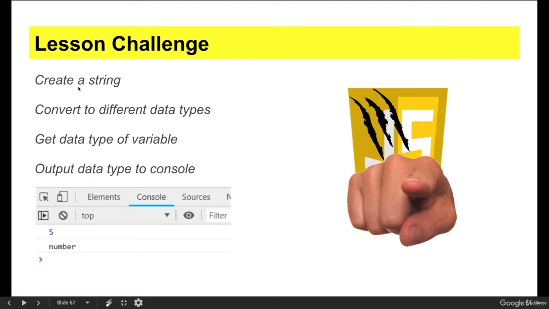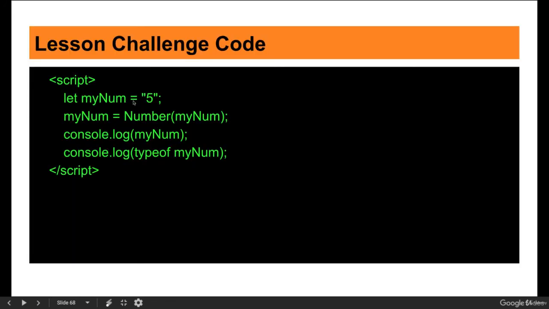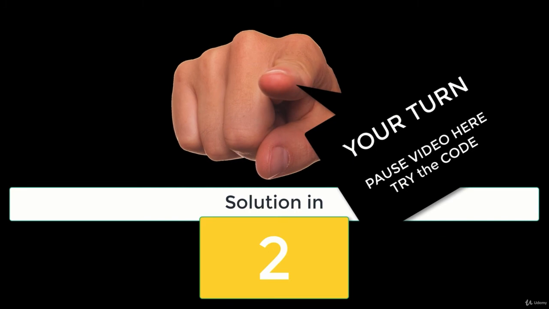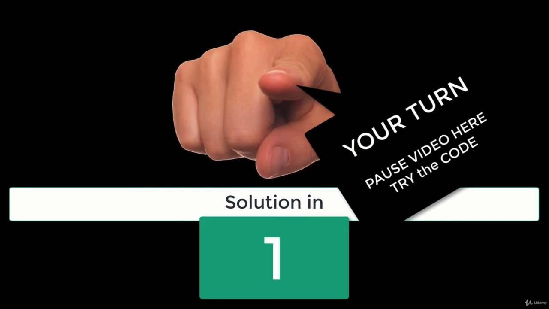The challenge is to create a string, convert it to different data types, then get the data type of the variable and output that type to the console. For the solution, we're going to create a number and give it a string value of 5, then take that string and convert it into a number, output it as a number, and then check the data type of myNum, so make sure that it has been converted. Go ahead and try this out in your editor. You can pause the video and I'll show you the solution.